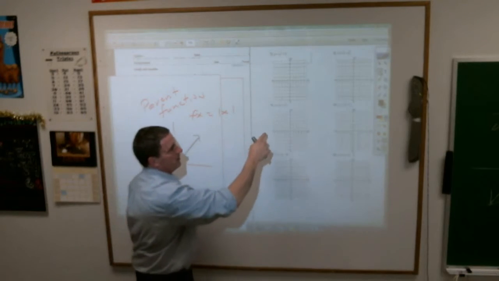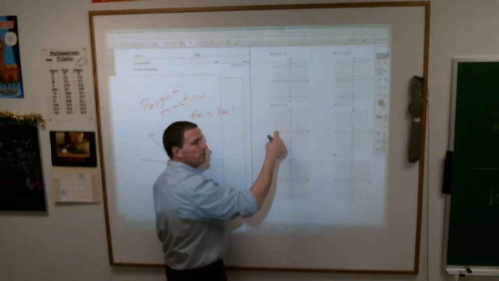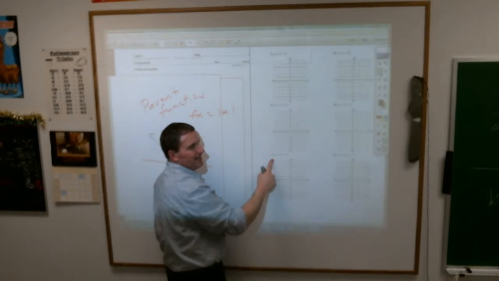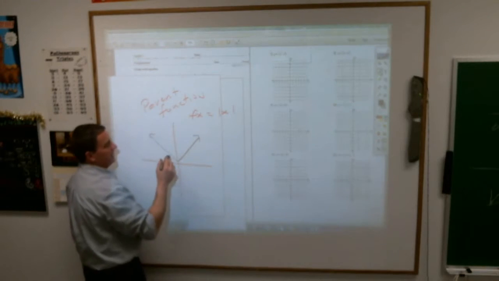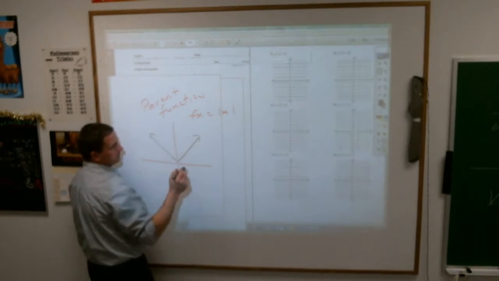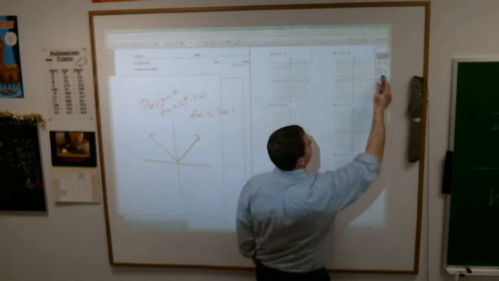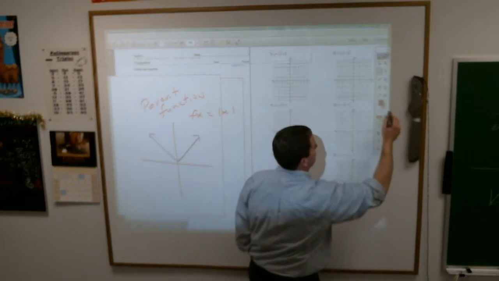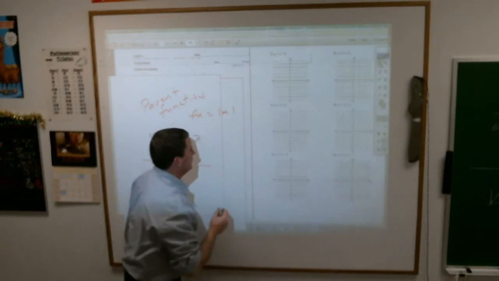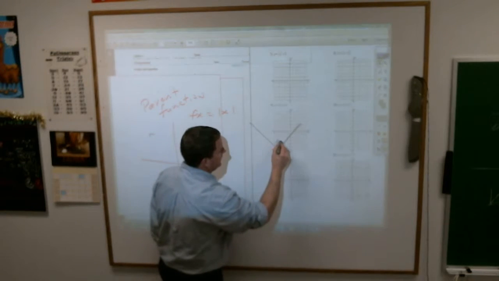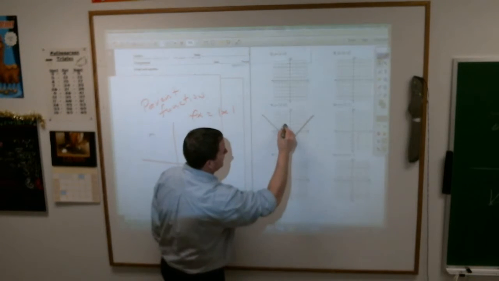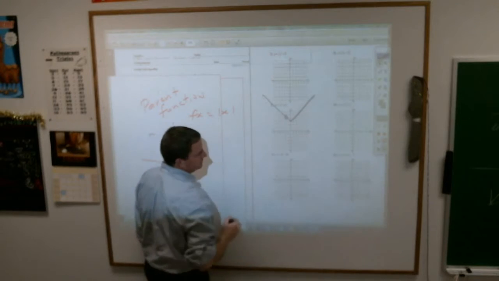For example, problem number 9. If you look at your answer to problem number 9, your answer should have been this. This little V ended up being right up here, correct?